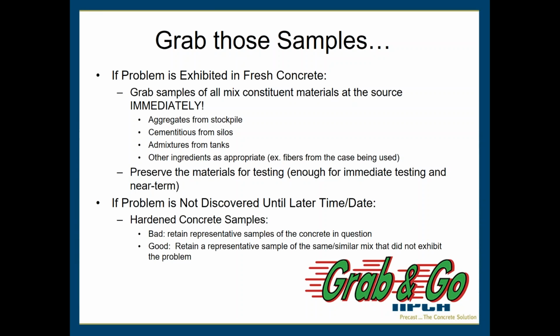Oftentimes a problem is not discovered until later, right? Hardened concrete, for example, the strength issue that I gave earlier, usually doesn't show up until later on, and oftentimes it's not a one and done situation because the problem was recurring, but we don't know it for 28 days or 7 days. If it's a release or a stripping strength issue, then we know that fairly quickly. But a sample of the quote bad concrete and a sample of the good concrete, if you're going to do an investigation, is very important. So we want to have all those samples.